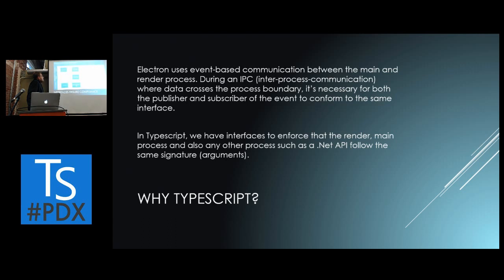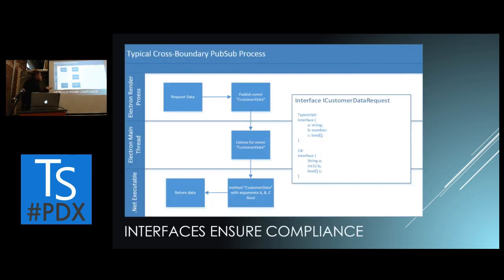So this is a basic message pump right here. You've got stuff that happens on the Electron render process, you want to request data, so you fire off an event, and you have the Electron main thread listening for that event. And it's just pumping that data all the way down through different processes, and even down to, let's say, a .NET legacy executable, right? That some guy wrote 20 years ago, and you want to hook that up to an Electron app. You can do that with this pub/sub model.